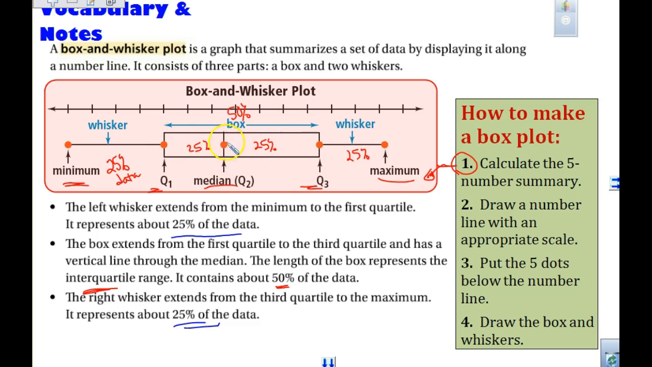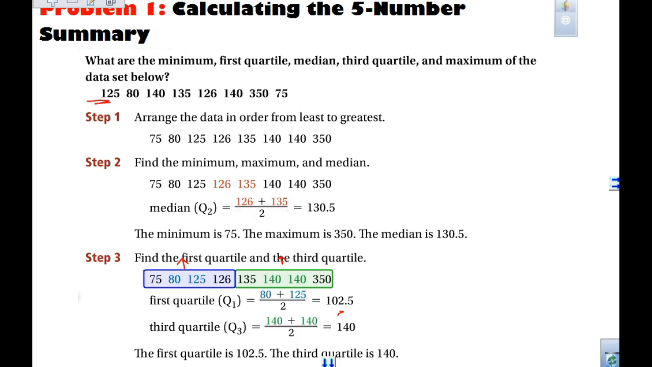So let's try it. First thing you are asked to do, we arrange our data. You need to find our minimum. So arrange the data. The easiest thing when you get your data is to arrange it from smallest to largest, okay? Least to greatest. Once you've arranged it from least to greatest, you can then pretty easily see our minimum, 75. Our maximum, 350. The middle of this data happens to be between 126 and 135, right?